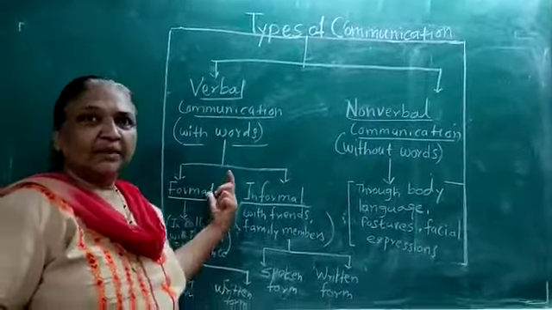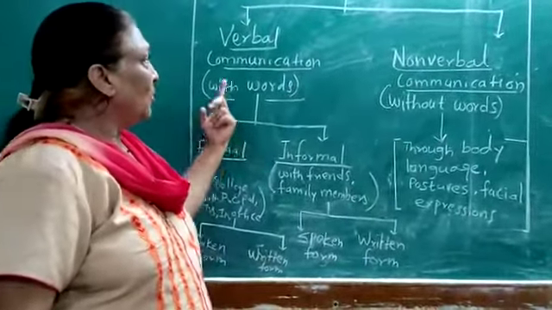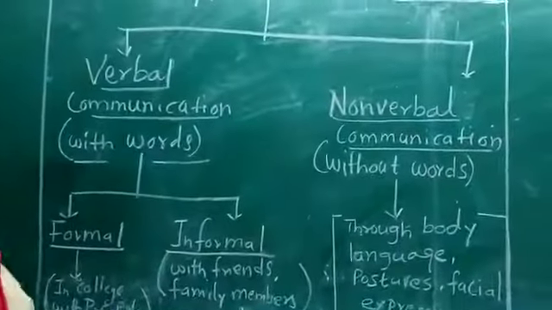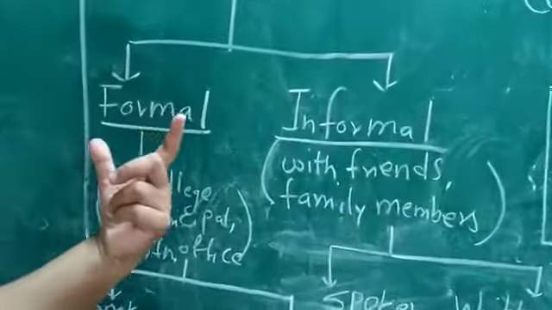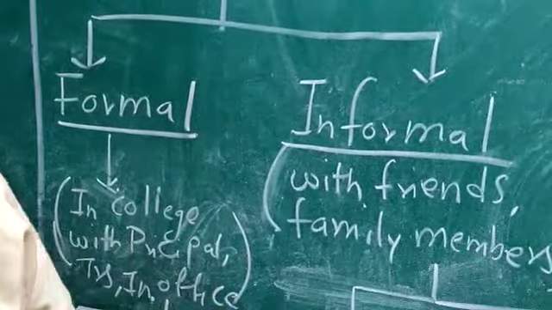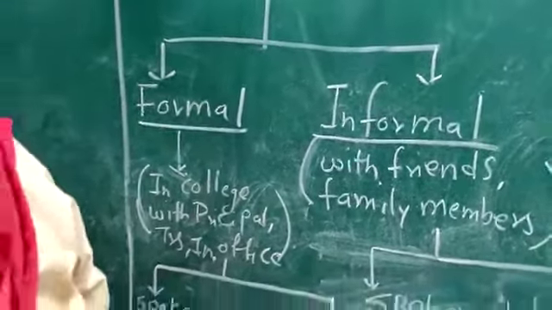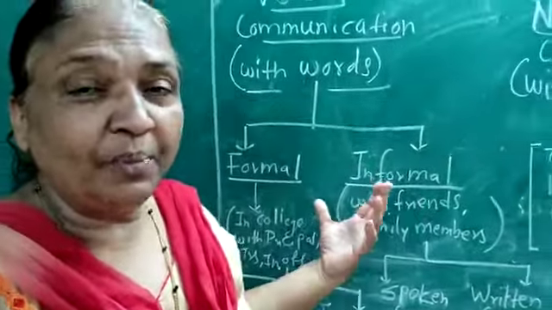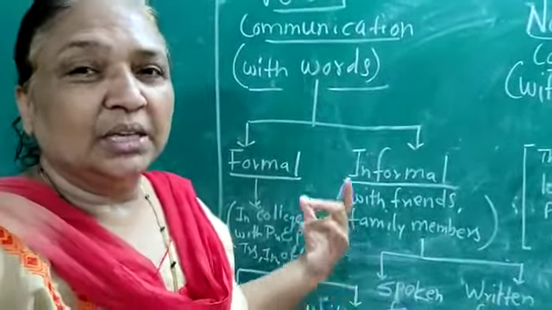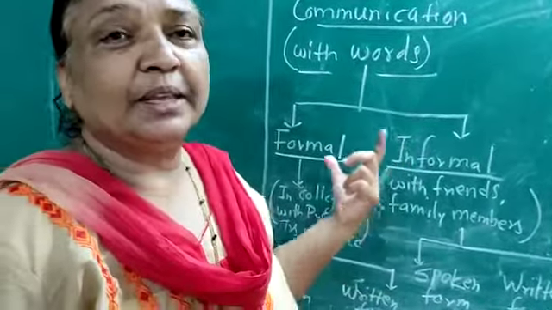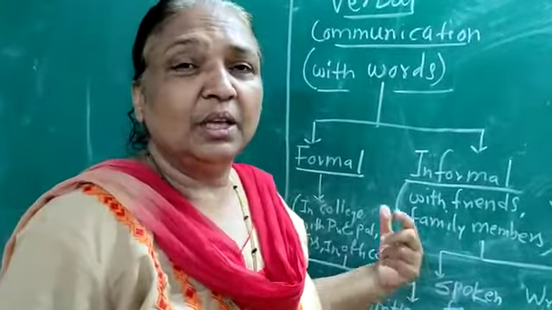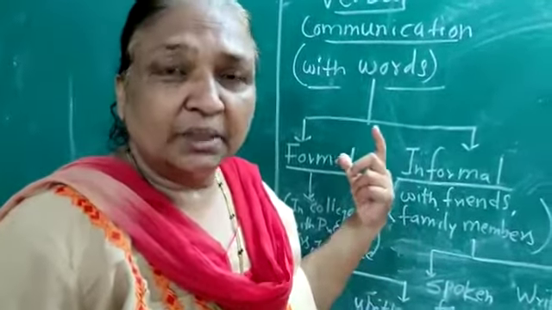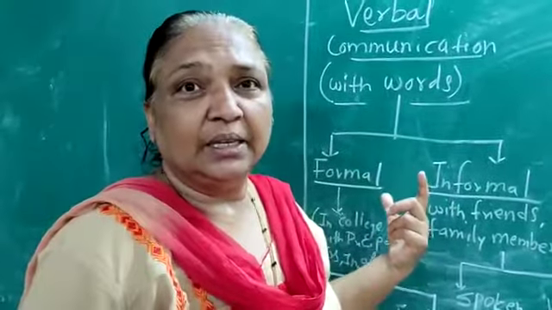Now again, we'll see the two types of verbal communication. The two types of verbal communication are formal and informal. Now see the term formal communication. First, I would like to explain the word formal. What is the meaning of formal? Formal means, in Marathi we say aupacharik.